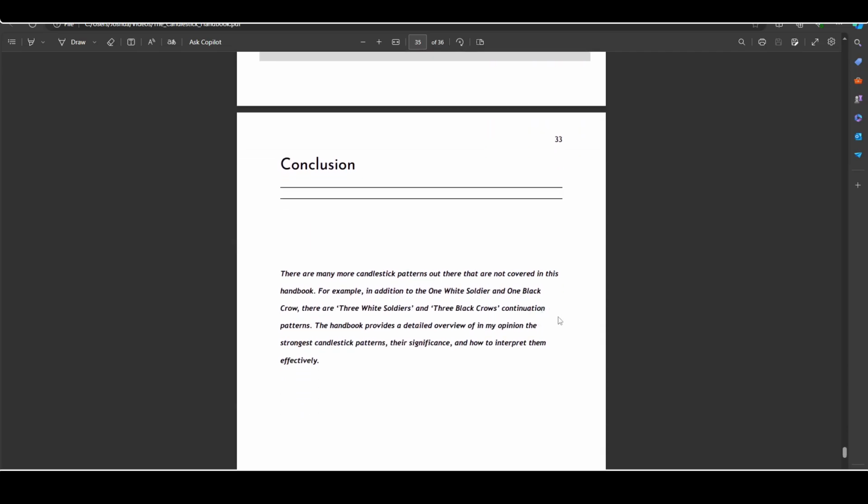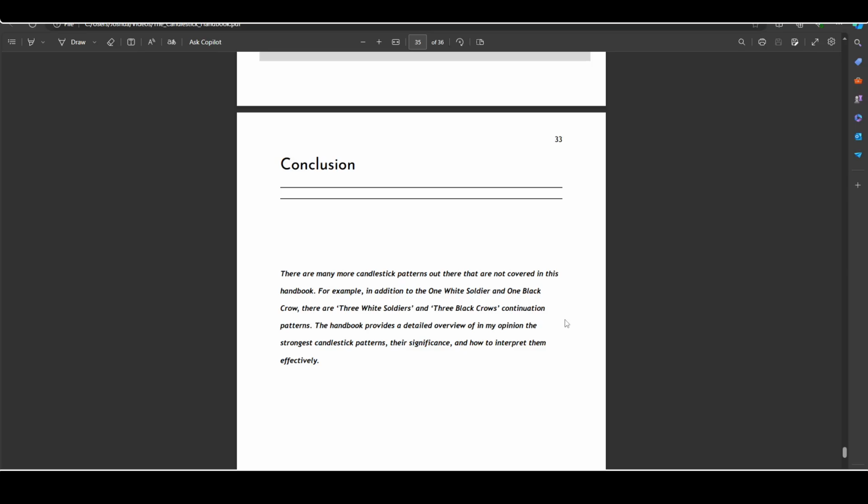So conclusion, we're finally coming into this. Wow, I kind of felt like we had more. This is such a powerful reading. Seriously, I'm really happy I got to read through this with everybody. But conclusion, there are many more candlestick patterns out there that are not covered in this handbook. For example, in addition to the 1 white soldier and 1 black crow, there are actually a 3 white soldiers and a 3 black crow continuation pattern.